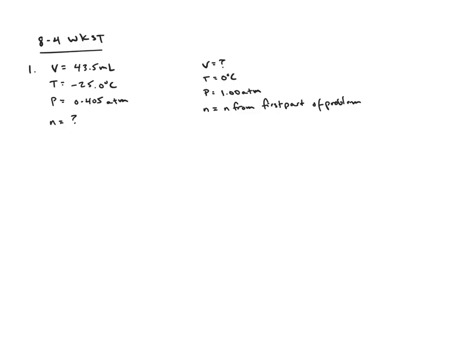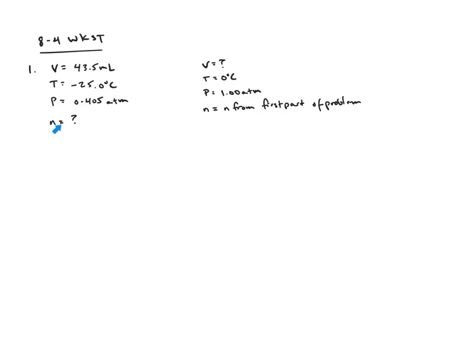So we have kind of 2 sets of conditions here. We have an initial set of conditions, which is this group right here, and a final set of conditions, which is STP, and I'm solving for volume. The first set of conditions gives me a volume, a temperature, and a pressure. I'm solving for the number of moles. The second one tells me what the temperature and the pressure are because it says STP, so that's 0 degrees Celsius and 1 atmosphere of pressure.